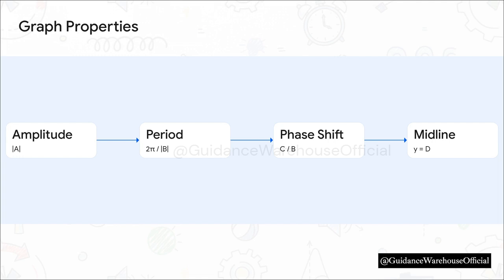Step 3 is your phase shift, which is just how far the wave moves horizontally, left or right, and you calculate that by dividing C by B. And finally, step 4, your midline, the brand new resting vertical center of the wave, is simply y equals d. That d value just shifts the whole graph straight up or straight down.